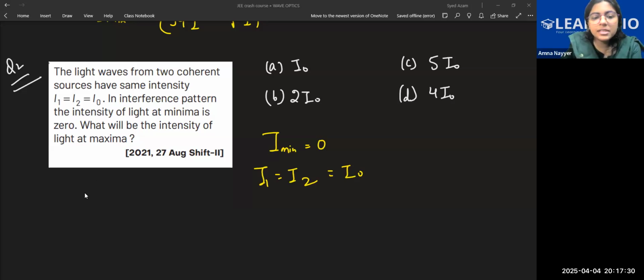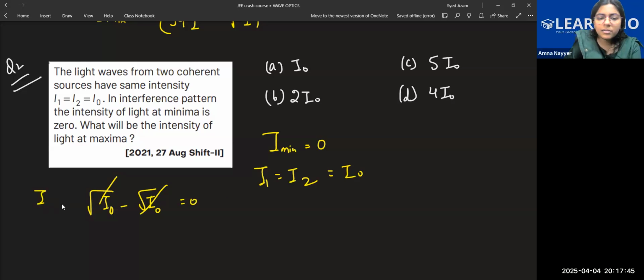See, why minimum is 0? Even if it doesn't tell about the minimum, it's okay. If both are equal, it will be 0 only. Because root I1 minus root I2, means root I0 minus root I0, will be 0. So we know minimum will be 0 if they do not tell us. This is asking us maximum.